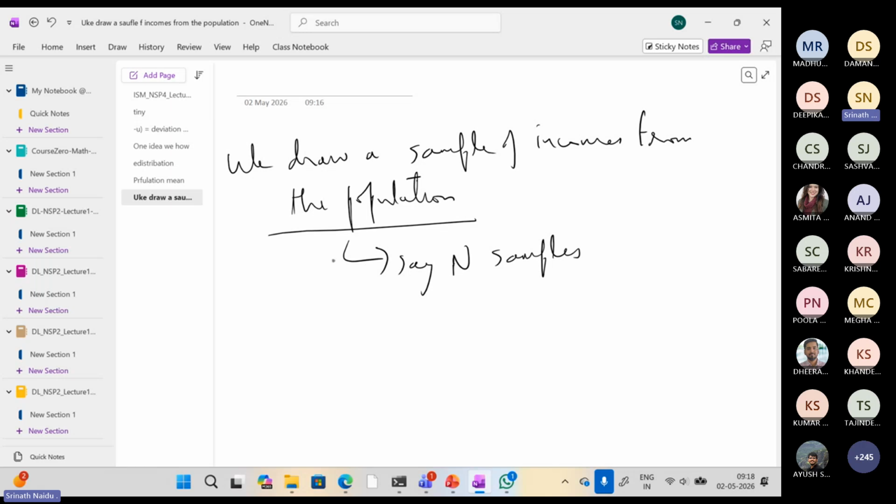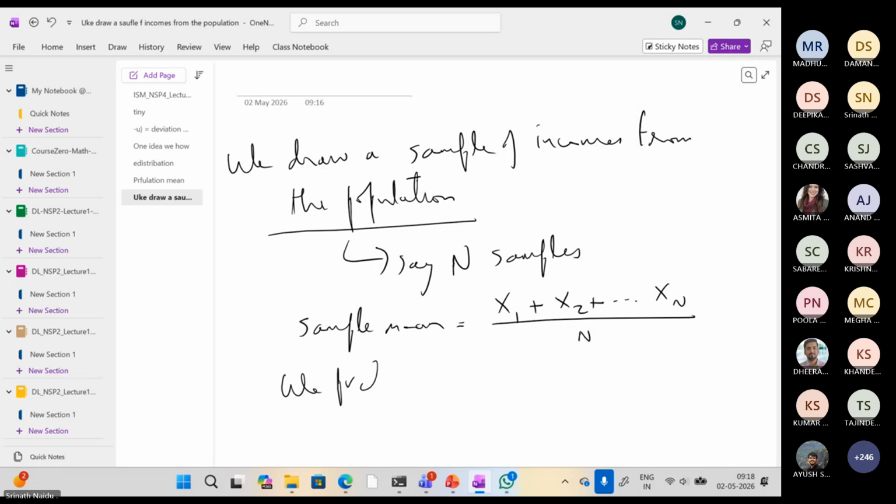But what I'll do is I'll calculate the sample mean as x1 plus x2 plus all the way up to xn divided by n. And say we pretend, I'm going to highlight pretend, the sample mean is equal to the population mean.